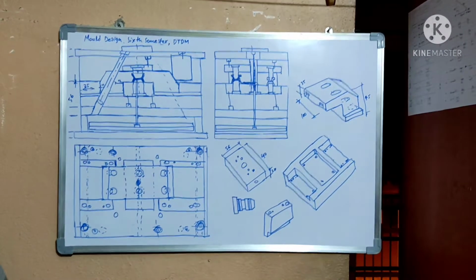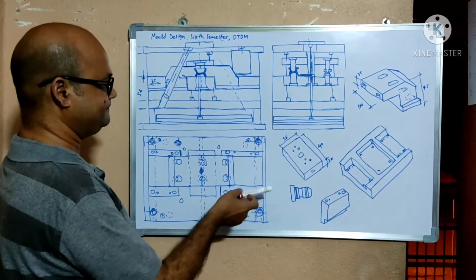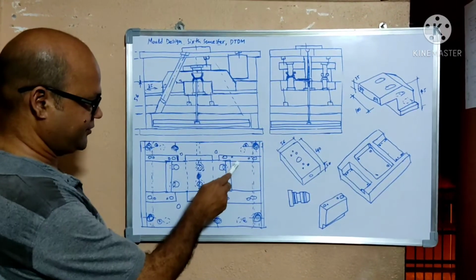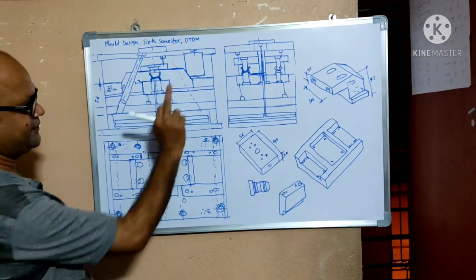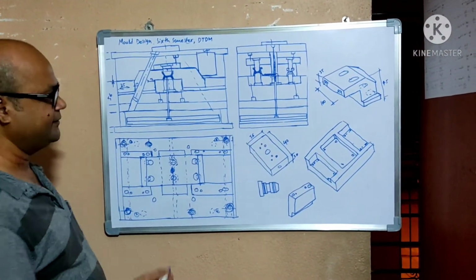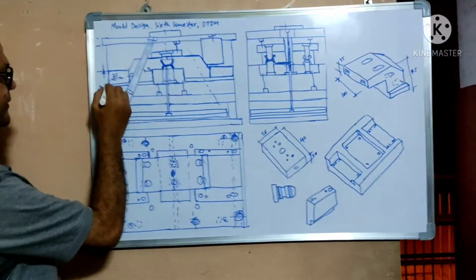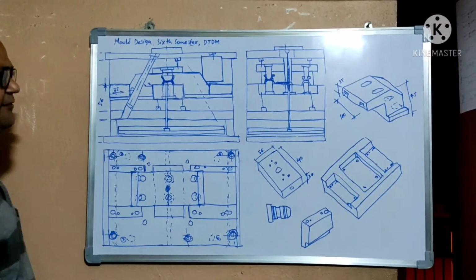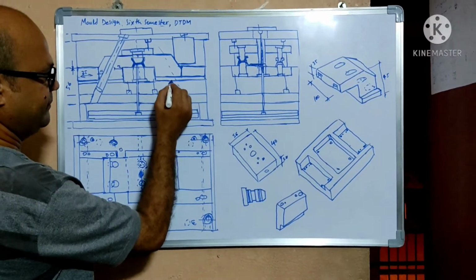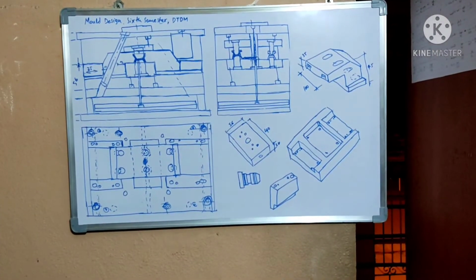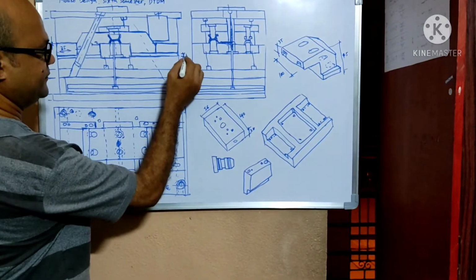Again, in continuation, you are observing the guide front view. The guide front view is this one. Below the split we have placed one plate, and that plate is called a wear plate. The dimension of the wear plate is 5 mm.